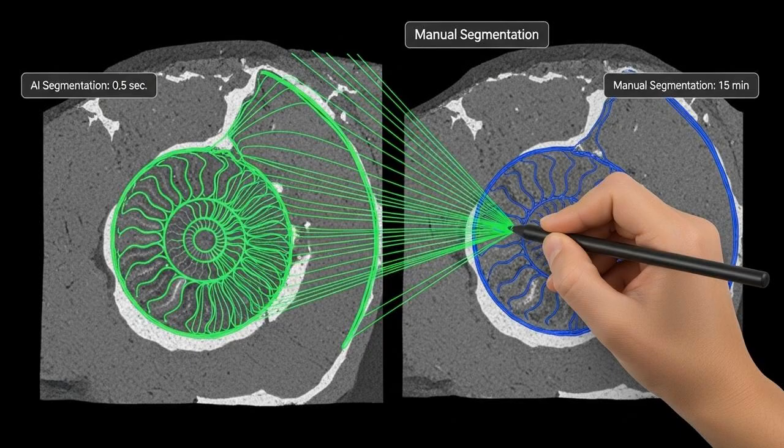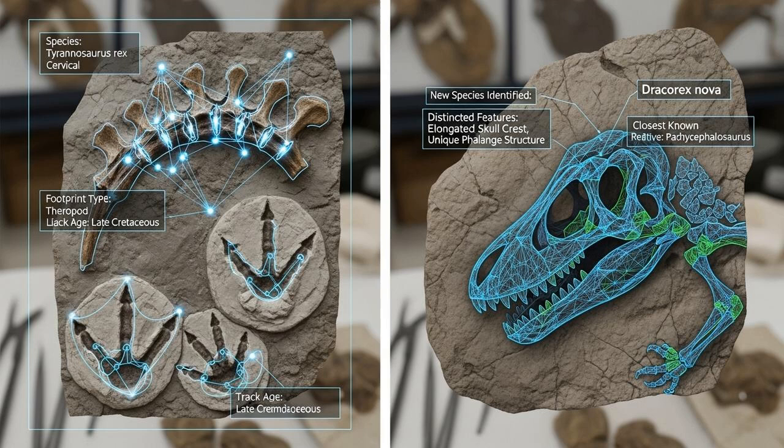In one study, researchers used AI to segment the delicate, fossilized skulls of embryonic Protoceratops dinosaurs. A task that would have taken months of manual work was completed in a matter of days. This frees up scientists from the drudgery of digital prep work and allows them to focus on the bigger questions.